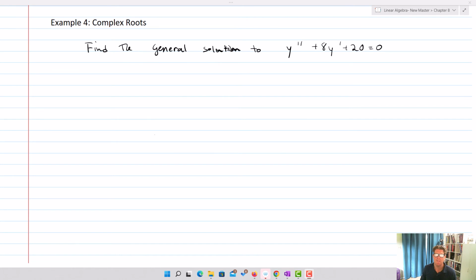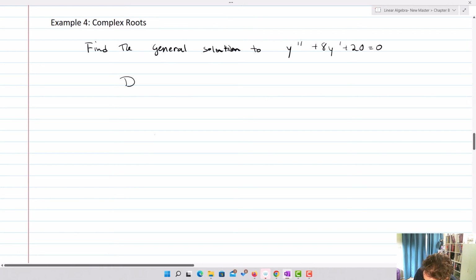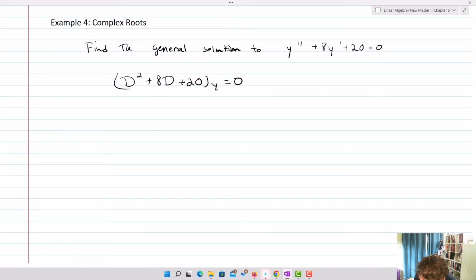Let's suppose that we want to find the general solution to y'' + 8y' + 20y = 0. Now we're going to look at the situation in which we have complex roots. If I rewrite this as a polynomial differential operator, I get (D^2 + 8D + 20)y = 0, and so r^2 + 8r + 20 = 0 is my auxiliary equation.